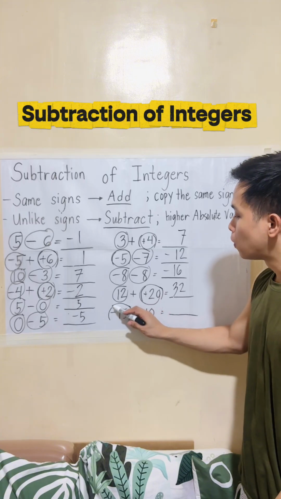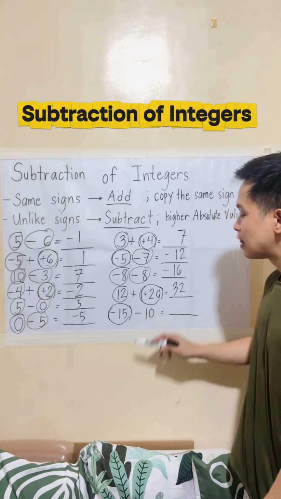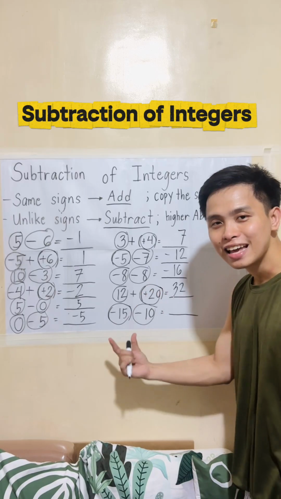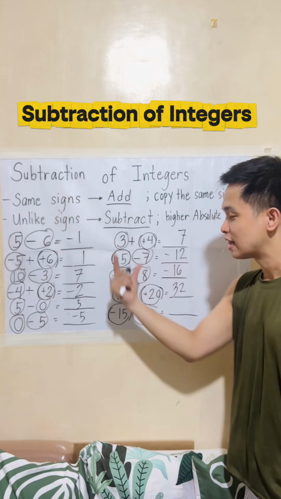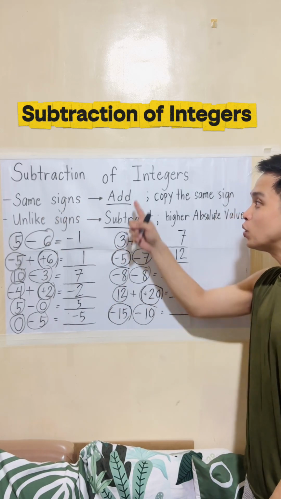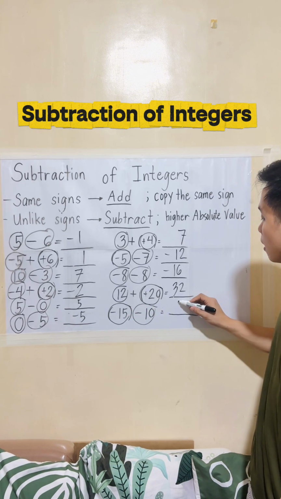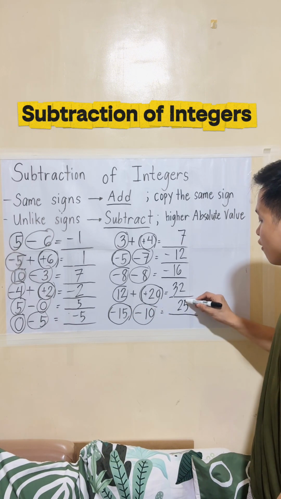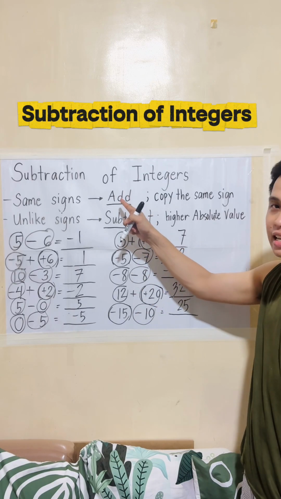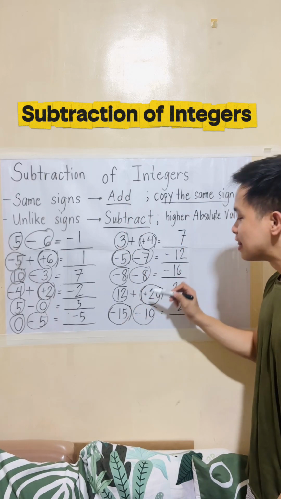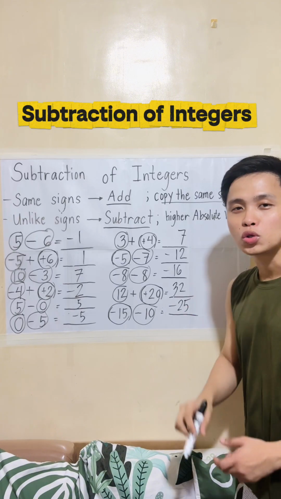Last, negative 15 minus 10. The first number is negative 15 and the second number is negative 10. Both are negative. So same signs, negative, negative. We need to add the numbers. 15 and 10, adding them will give us 25. If it's same signs, we copy the same sign. So negative, negative, the answer is also negative.